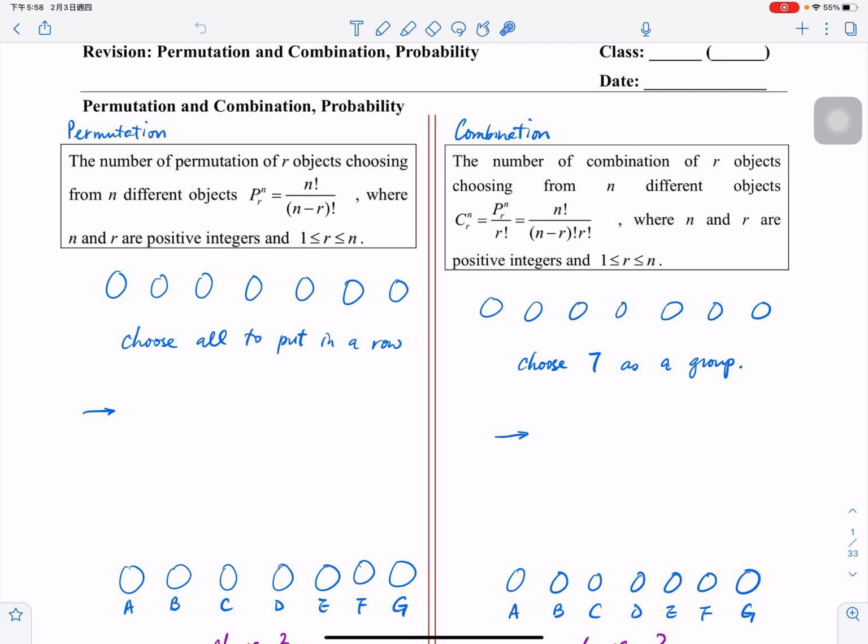What is permutation? Do you remember? Here, nPr means the number of permutations of r objects chosen from n different objects. That means now here we have, for example, 7 items, then you choose maybe some of them, maybe all of them, to have the permutation.